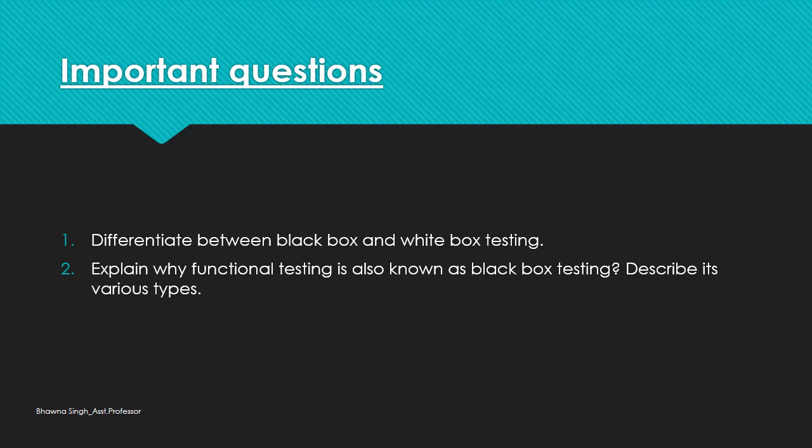Then the second is: explain why functional testing is also known as black box testing, and describe its various types. In this you have to explain why functional testing is known as black box testing, because we are not considering the internal structure, we are just considering the application, therefore it is known as black box testing. And in this question you have to describe the various types also that we have already discussed in the previous slides.